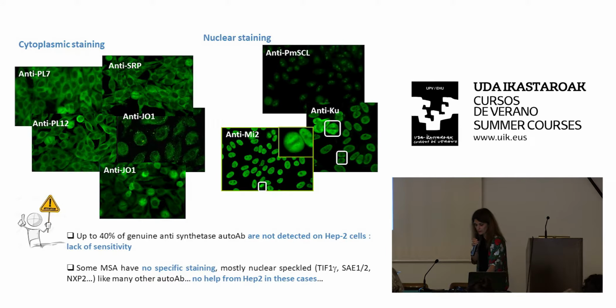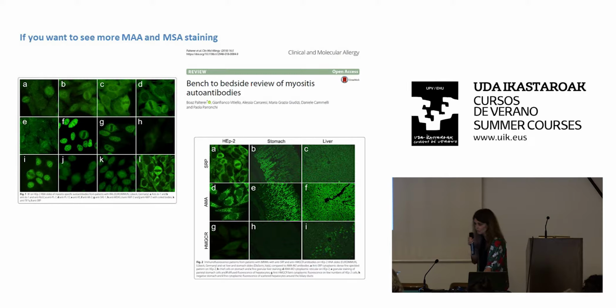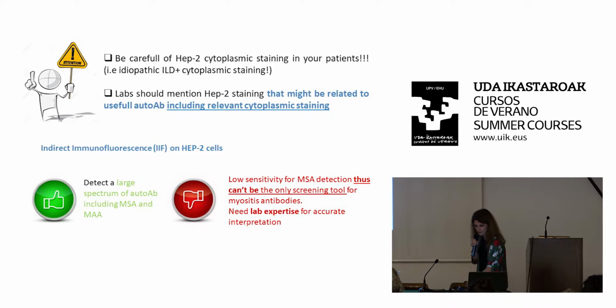So how do we detect the autoantibodies, or cytoplasmic staining, if you want to see. Oh, sorry. So it's exactly what I said. Be careful on HEp-2 cytoplasmic staining. On the first hand, you must be careful when you have a report from a lab that notes that there is a cytoplasmic staining on HEp-2 cells. You need to be aware that it could be of interest to pursue the analysis.